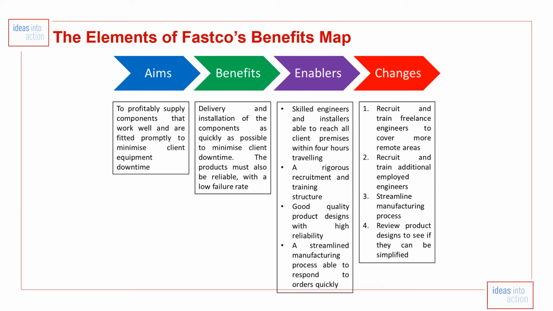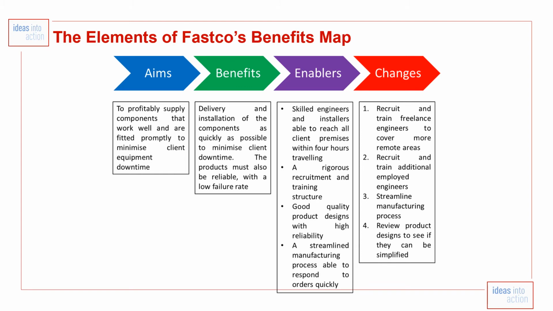And the changes that are needed to put these enablers in place and to thus deliver the benefits are: number 1, to recruit and train freelance engineers to cover more remote areas. Number 2, to recruit and train additional employed engineers. Number 3, to streamline the manufacturing process. And number 4, to review product designs to see if they can be simplified whilst maintaining their reliability.